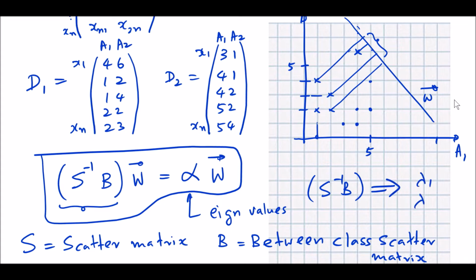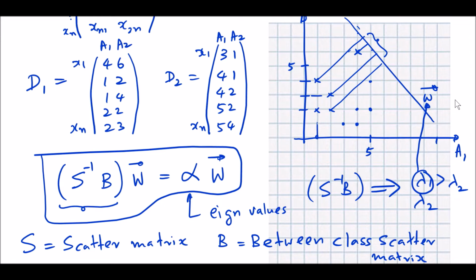Say lambda 1, lambda 2. In this case you get only two lambdas because it is a two-class problem with two attributes. Say lambda 1 is greater than lambda 2, which means lambda 1 is the dominant eigenvalue. That dominant eigenvalue will produce this w. Using it, you can obtain the direction at which you get the maximum separation between the two classes, as well as the minimum variance, minimum scatter. Actually, we call it minimum scatter.